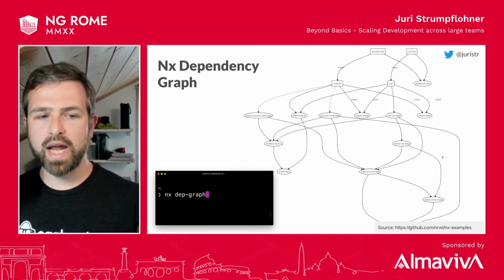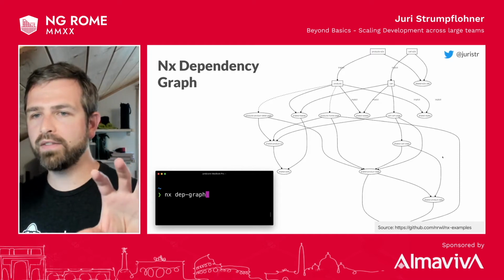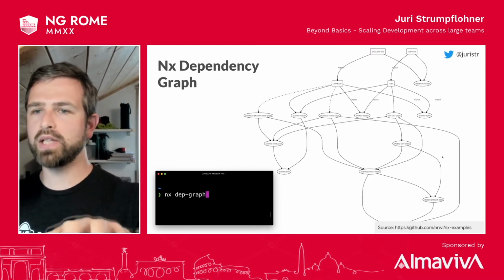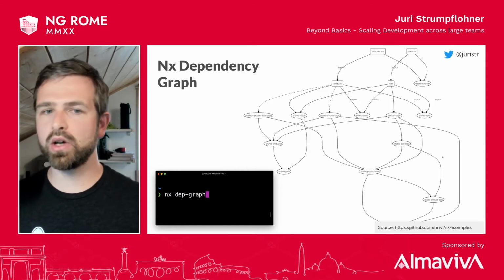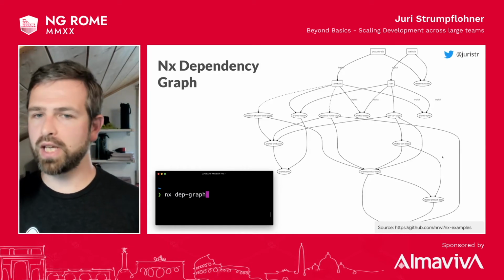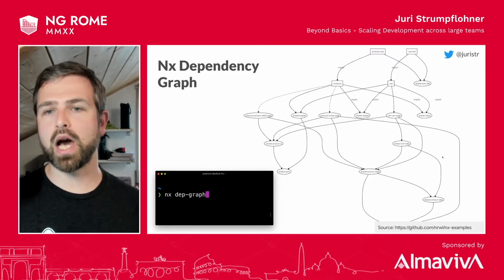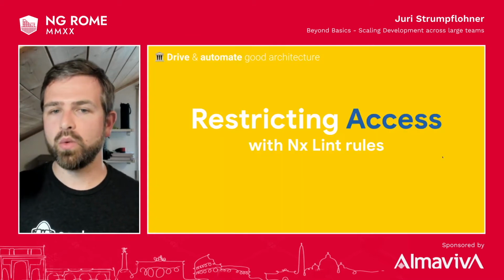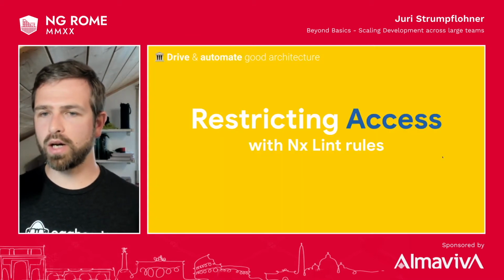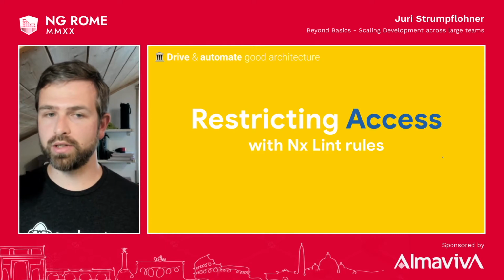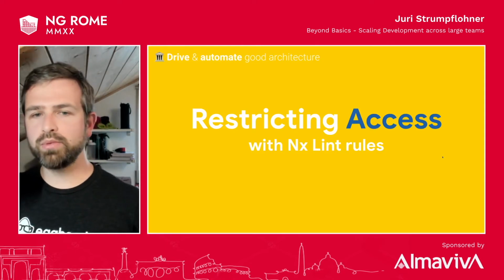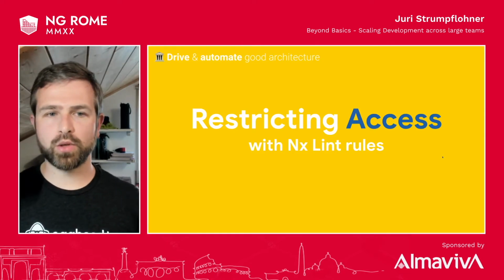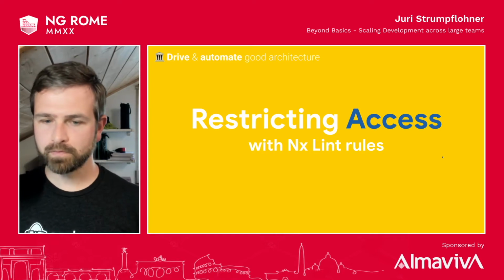If you launch NX dep graph, it will live calculate this graph based on the current state of your source code. So this is not like the usual documentation diagrams, which are out of date the moment you create them, but these are calculated out of your source code. They help you a lot to reason about what depends on what part and whether those dependencies are actually legit. And that brings me to the next part: restricting access.